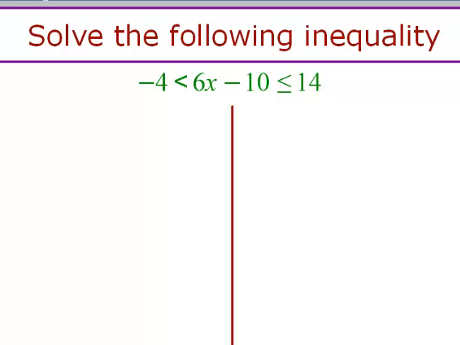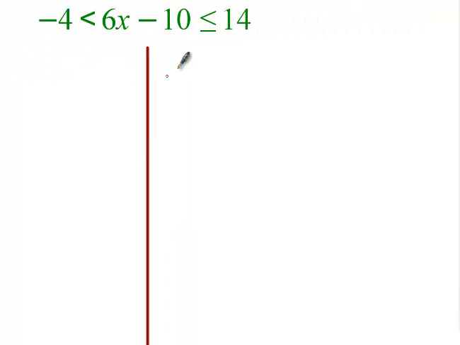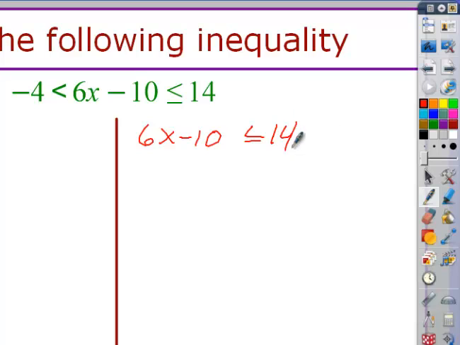Now, here we have a compound inequality that I want you to solve. In order to do this, we're going to have to break it apart into its two pieces. So remember, I always start in the middle. So I'm going to have 6x minus 10 and 6x minus 10. You always have your middle repeat. So on the right-hand side here, that's just going to be the right half of this inequality, just the way it looks. 6x minus 10 less than or equal to 14. Okay, the right-hand side is always the easy one.